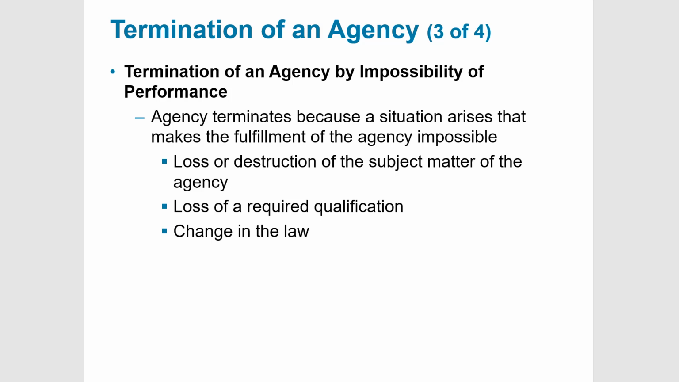If we have the loss of a required qualification. So if I hire an attorney to represent me in a lawsuit and I find out that they're disbarred and lose their license to perform law in that state, then the relationship is terminated. We could also have this due to a change in the law. So if I have a contract to sell, let's see, what would I want to sell? I want to sell chewing gum, but then for some reason, the government decides to make it illegal to sell chewing gum. Well, then the agency relationship would be terminated. It would be preposterous for that to happen, but just as an example.